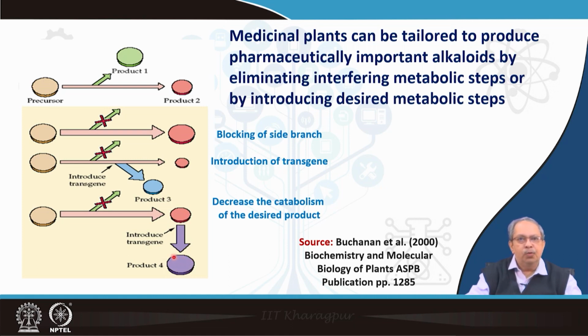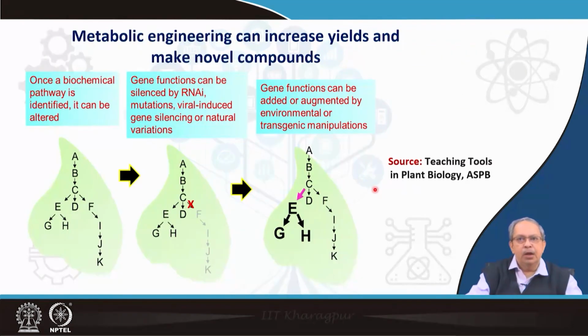So, that means product 4 is indeed a new product, which was not produced by the plant, but when you introduce the transgene and block the side pathway genes, you can get the whole product. So, these are the ways medicinal plants can be tailored to produce pharmaceutically important alkaloids, and in the subsequent classes we will see some successful applications and the limitations of such work.